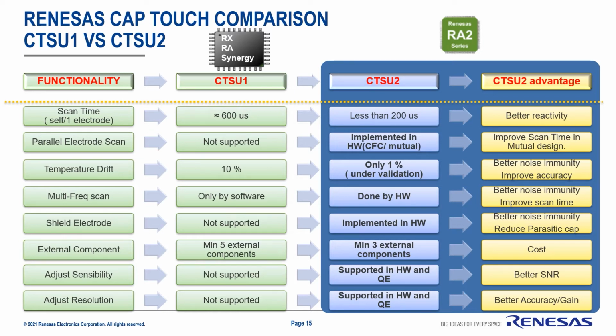We also now have access to some internal registers in order to adjust the sensitivity and the resolution. The result is that we are going to have a better signal-to-noise ratio and also a better accuracy or gain, depending on the result that we want. All these new features will help us to design interfaces for proximity or gesture recognition.